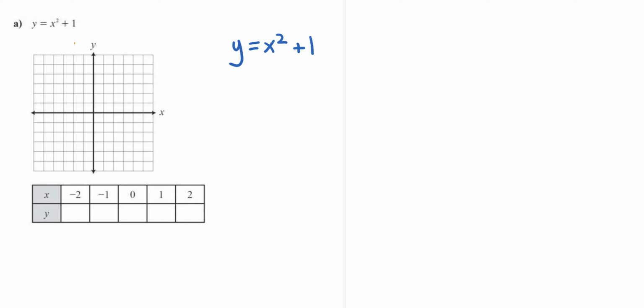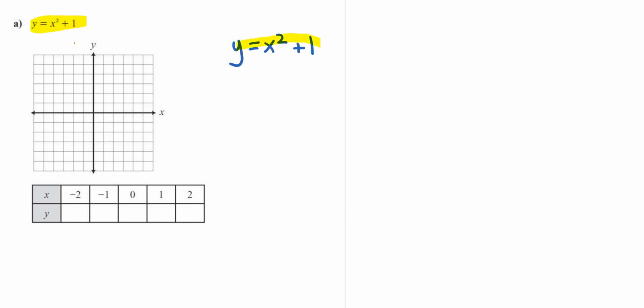Let's start the homework questions from section 3.4. For the first problem, I need to graph the nonlinear equations using a table of values, and then I need to determine if the relation is also a function by using the vertical line test. Okay, so my very first question is y equals x squared plus 1.